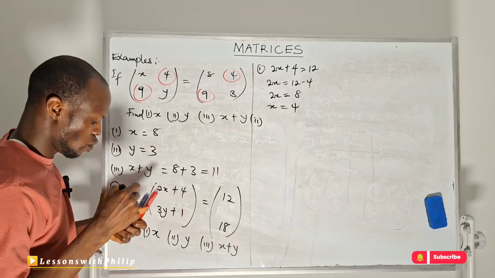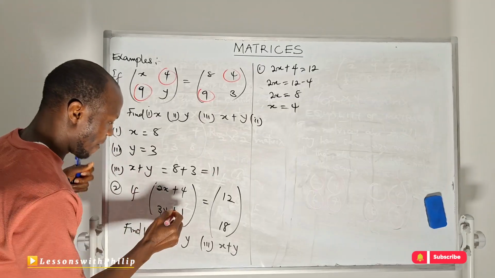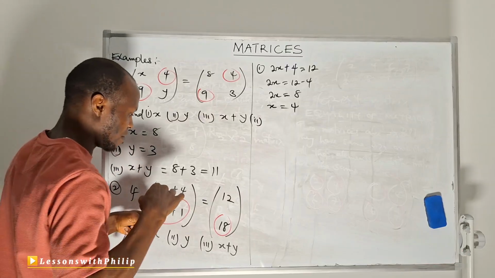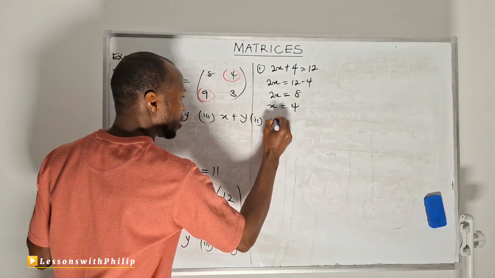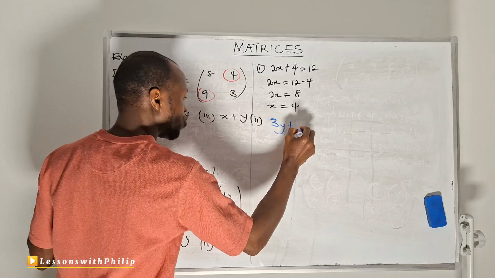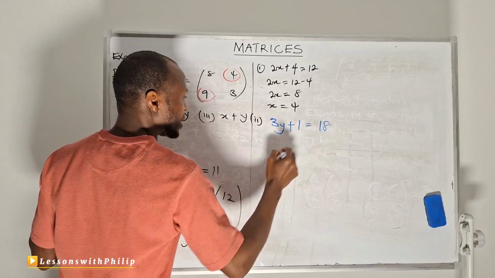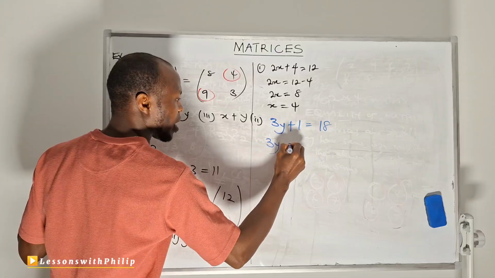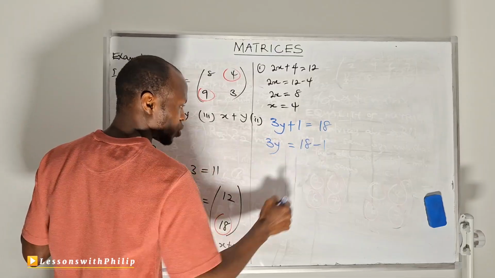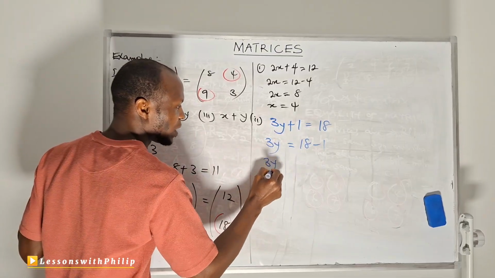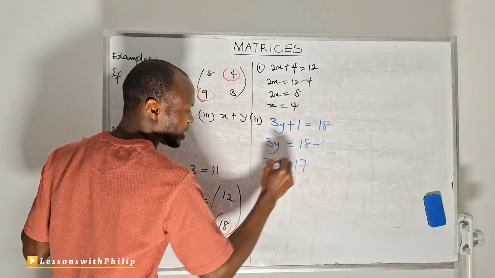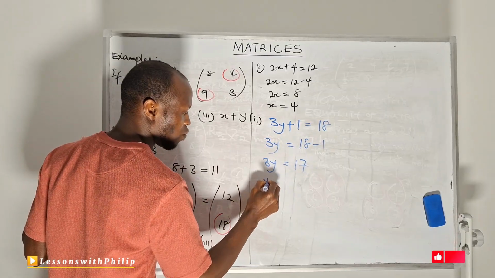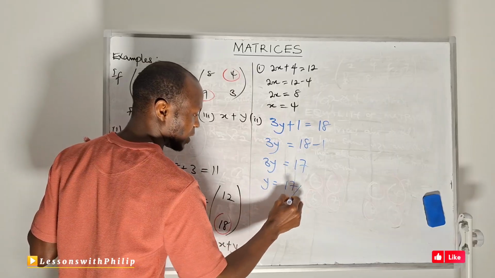That shows that this whole one, everything here, will be equivalent to this. Do you get it? And that shows that my 3y plus 1 is equivalent to 18. If you subtract 1 from both sides, my 3y will be equals to 18 minus 1. So my 3y is equivalent to 17. If you divide both sides by 3, your y equals 17 divided by 3.